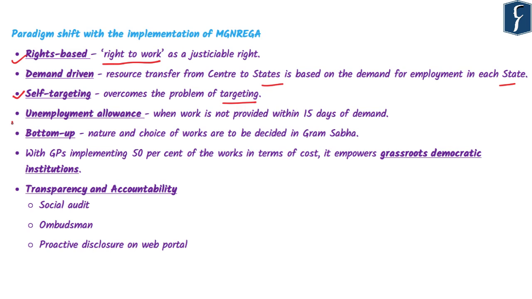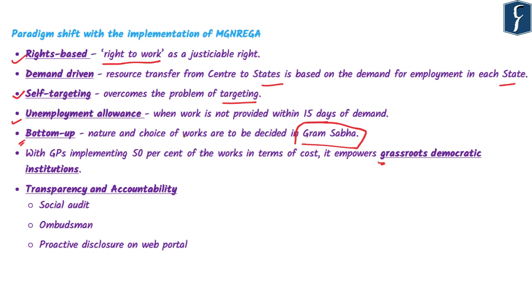As we have talked about, there is unemployment allowance. If you go to seek work and work has not been provided to you within 15 days, then you are entitled to unemployment allowance. Unemployment allowance is not common in India, unlike in Nordic nations. However, under this scheme, for the first time, this concept was introduced and institutionalized. If you don't get work, you'll get unemployment allowance. However, that will be lower than the wage that a person ordinarily would get under MGNREGA. The scheme adopts a bottom-up approach and it strengthens the grassroots democratic institution of our country, which is the Gram Sabha.